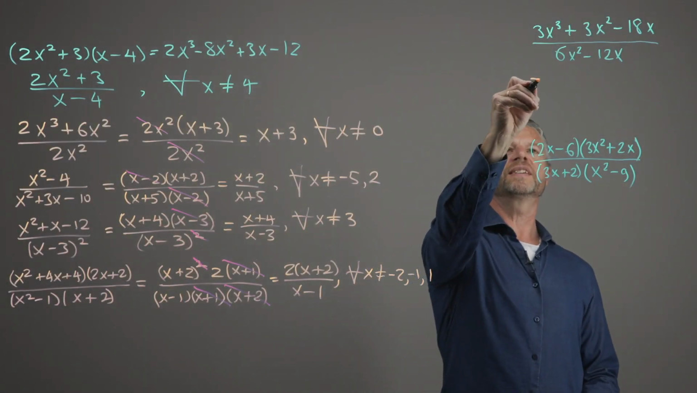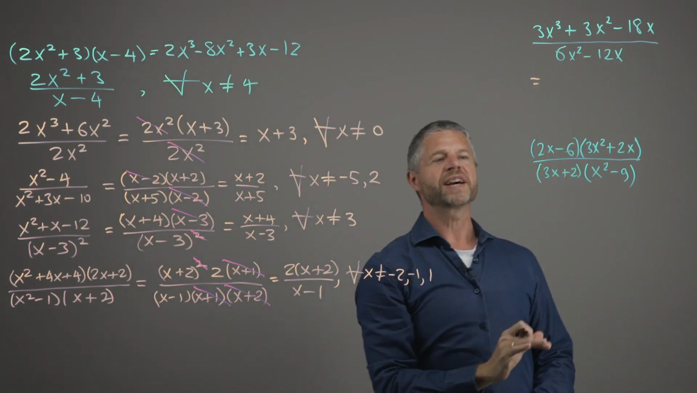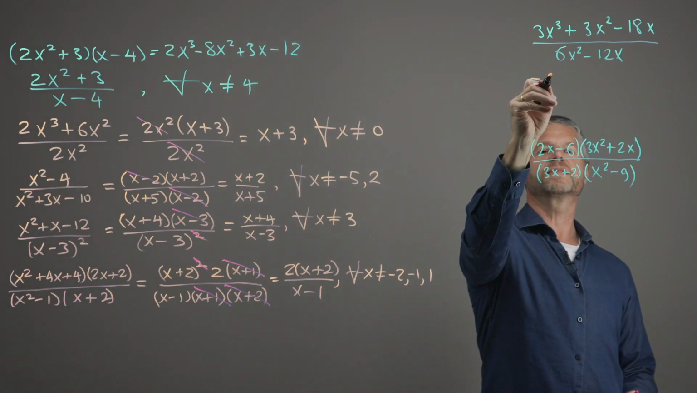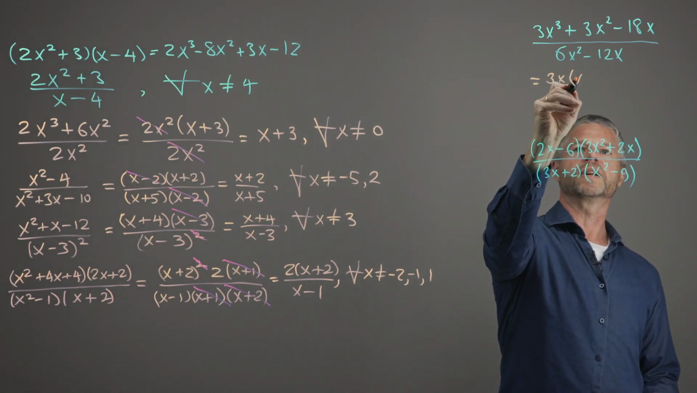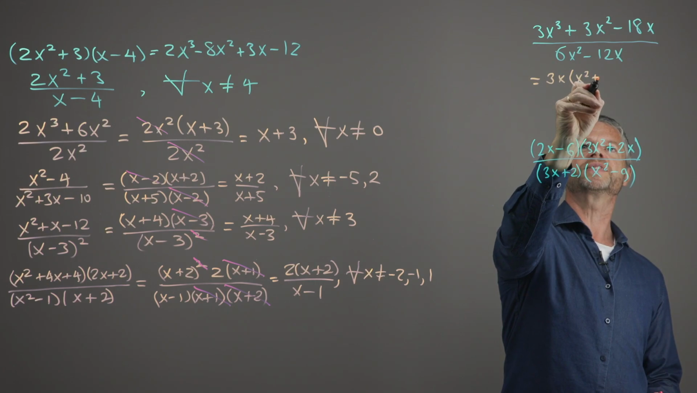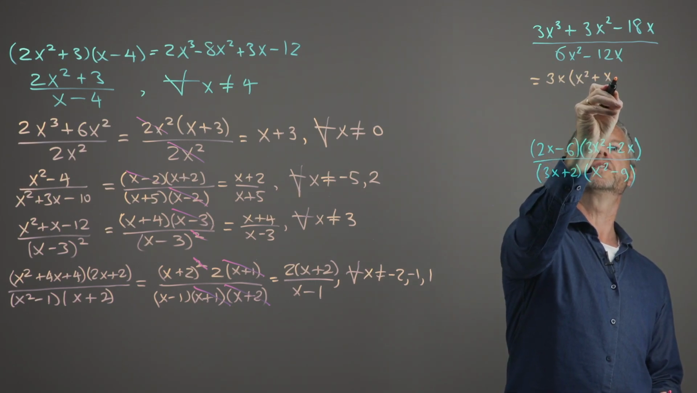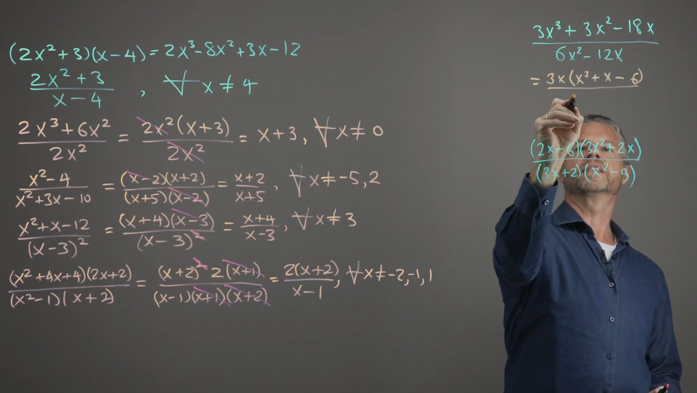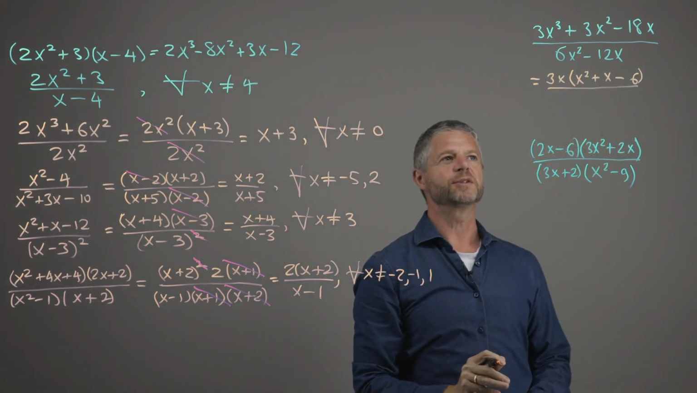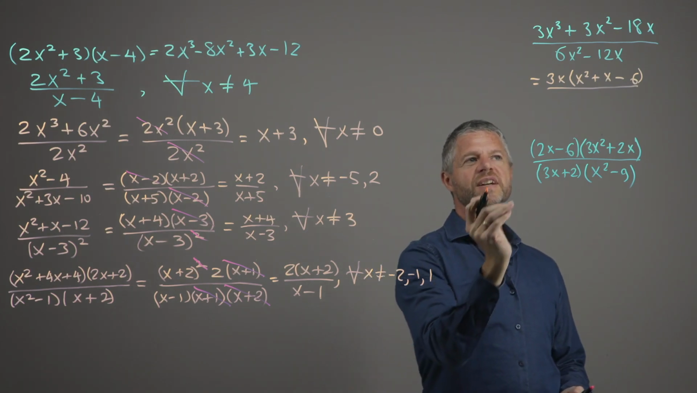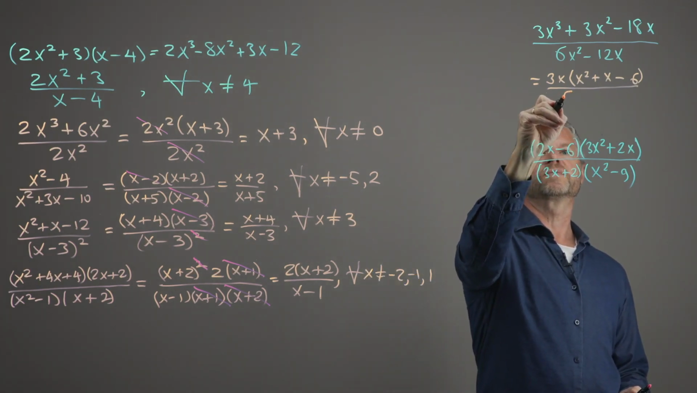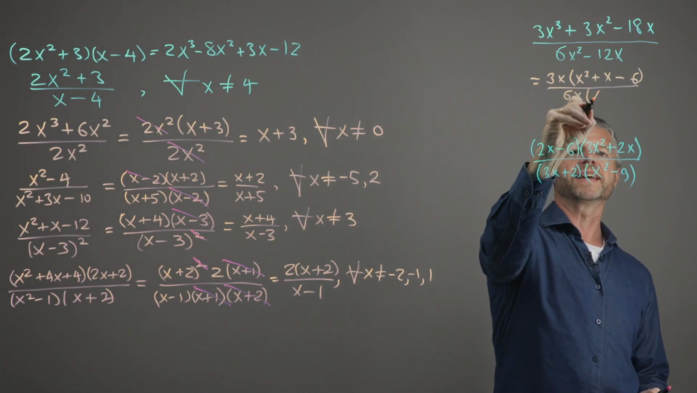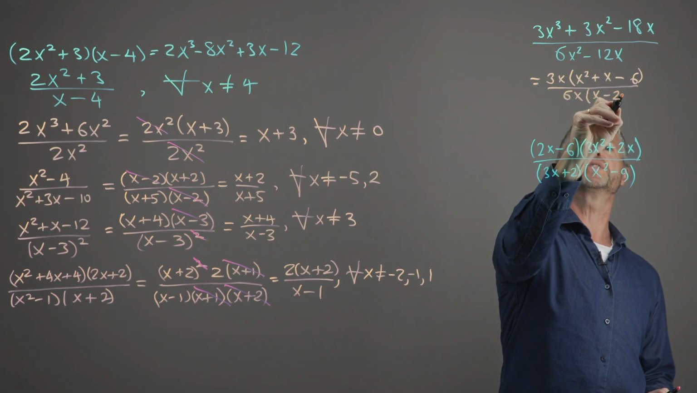This first one, so let's see if we can factor the numerator. So I can pull out a 3x. We'll have x squared plus x minus 6. And then let's factor the denominator too. I can pull out 6x. So I'll need an x and then a minus 2.